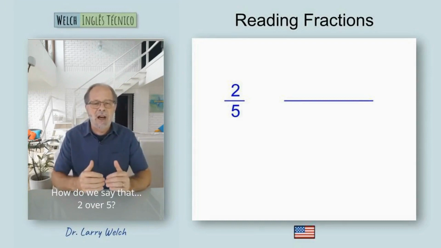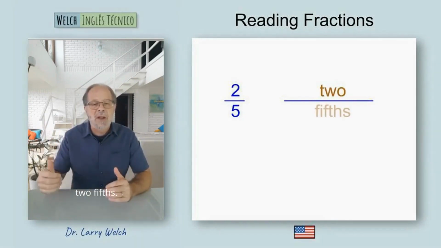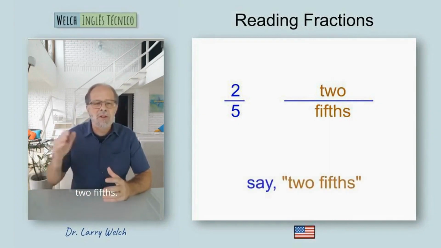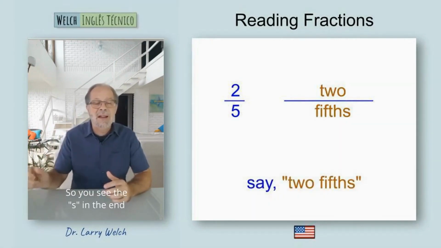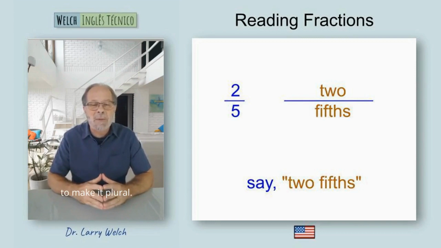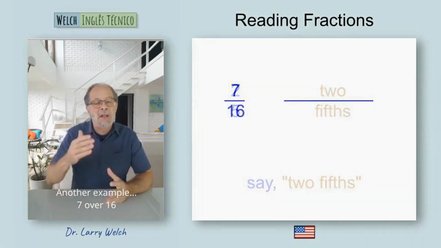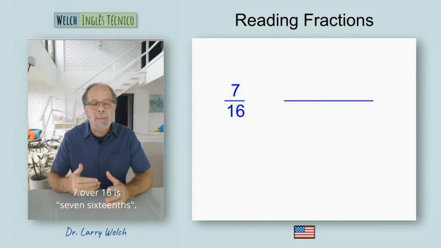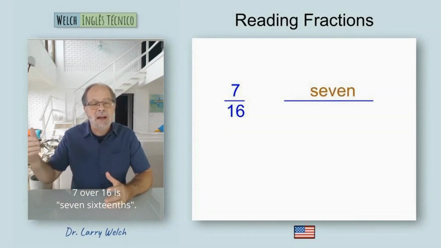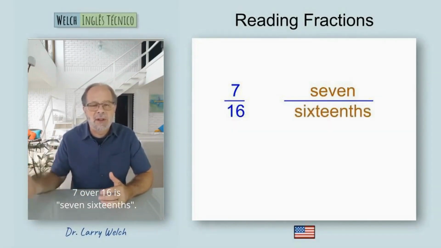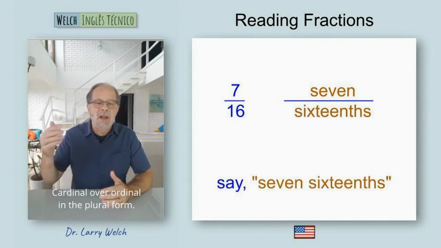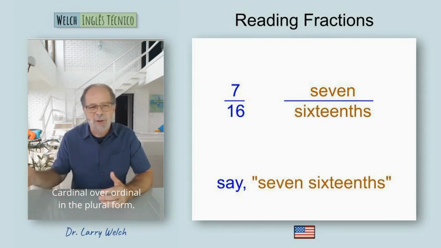2 over 5. How do we say that? 2 fifths. Cardinal, ordinal, in its plural form. 2 fifths. So you see the S in the end to make it plural. Another example. 7 over 16. 7 sixteenths. Cardinal over ordinal in the plural form.